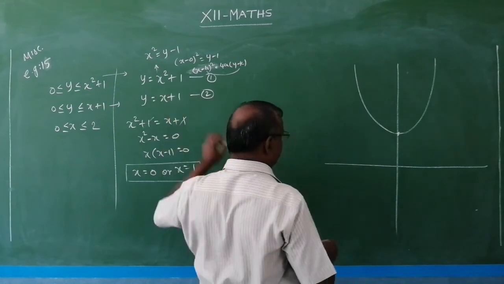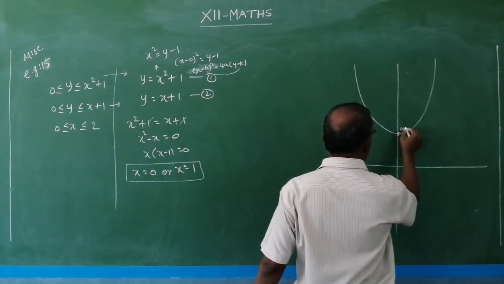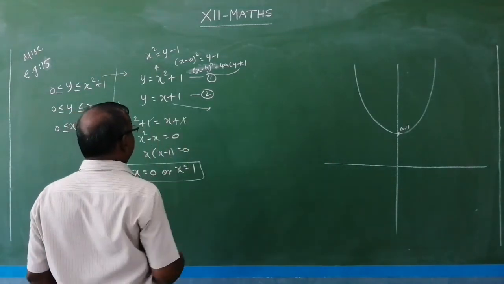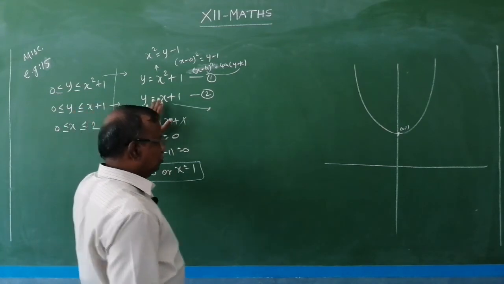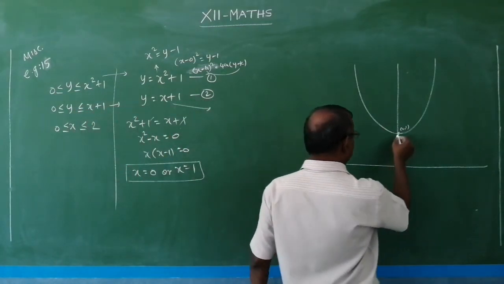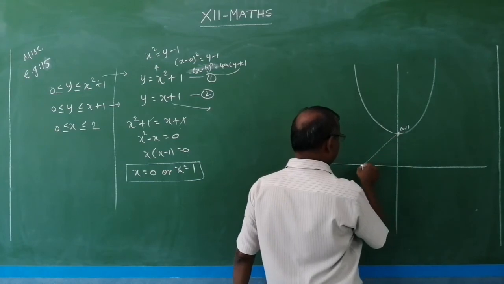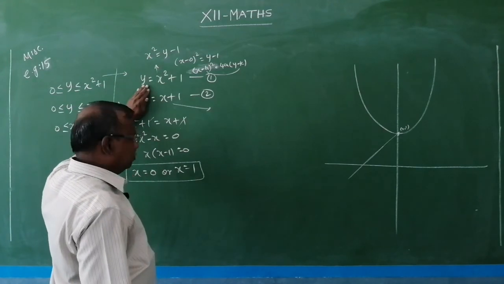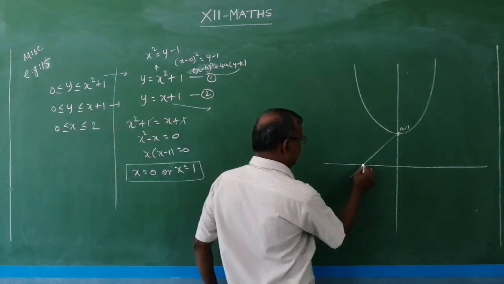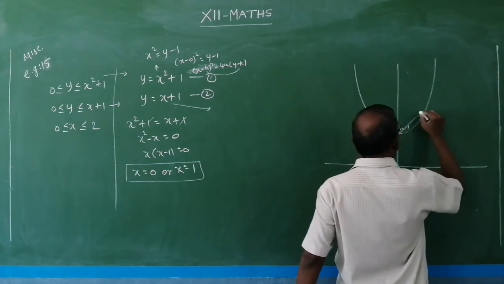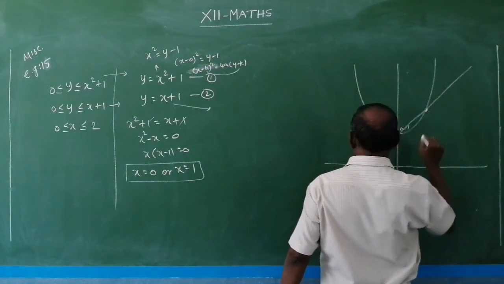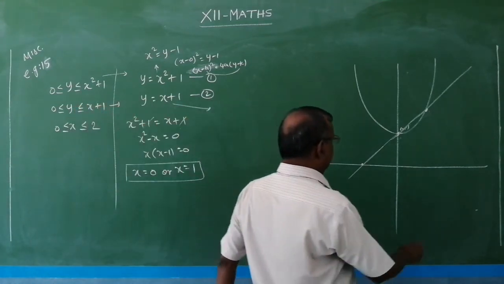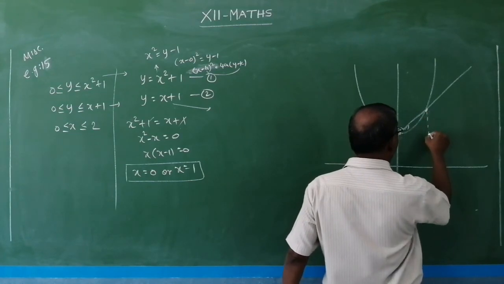So the parabola opens upward and passes through (0, 1). When x = 0, y = 1. And in the straight line, when x = 0, y = 1, and when y = 0, x = −1, so it intersects here and goes like this. The points of intersection we have already found, x = 0 and x = 1. So let it be x = 1.